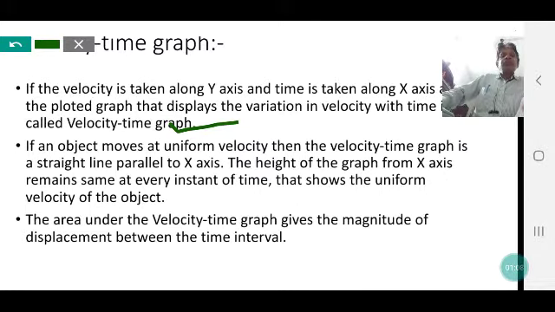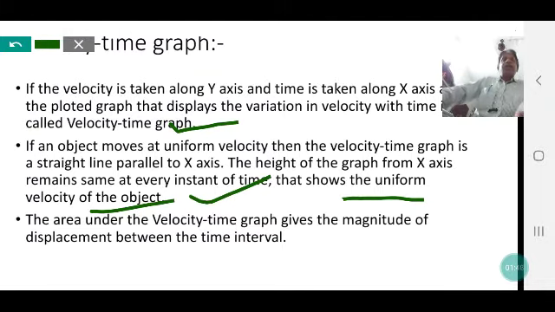Again, we will also see how the velocity time graph looks when an object moves at uniform velocity. We will understand how the velocity time graph is a straight line parallel to the x-axis, and the height of the velocity time graph for a uniform motion remains constant at every instant of time. This shows the uniform velocity of the object, which will be discussed in this slide.